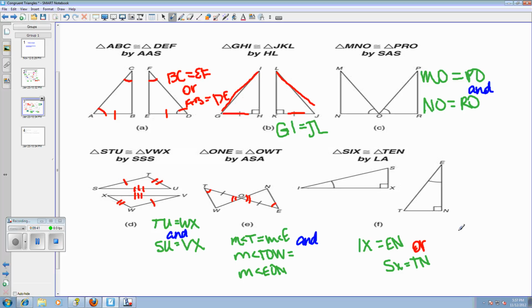And finally, we have by leg angle, so a leg here or a leg here and an angle here, then we can say IX equals EN, or SX equals TN. In this case, we don't have to have both.